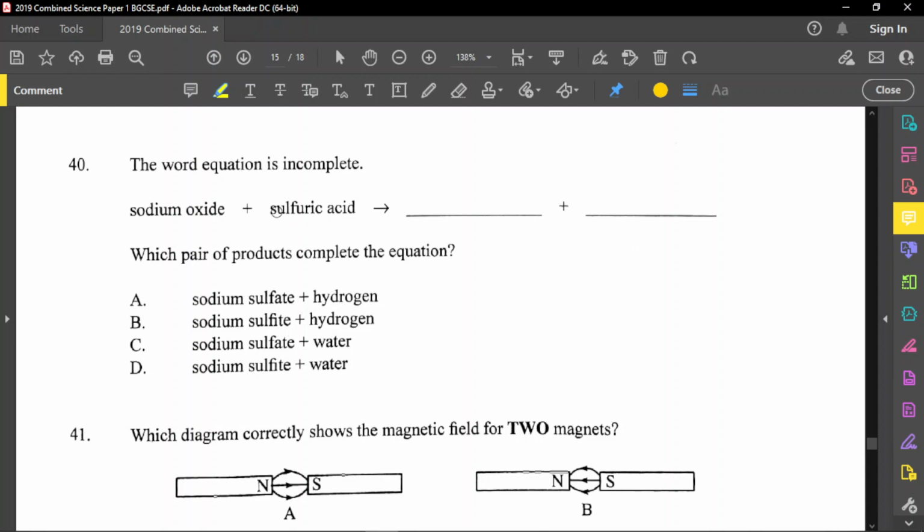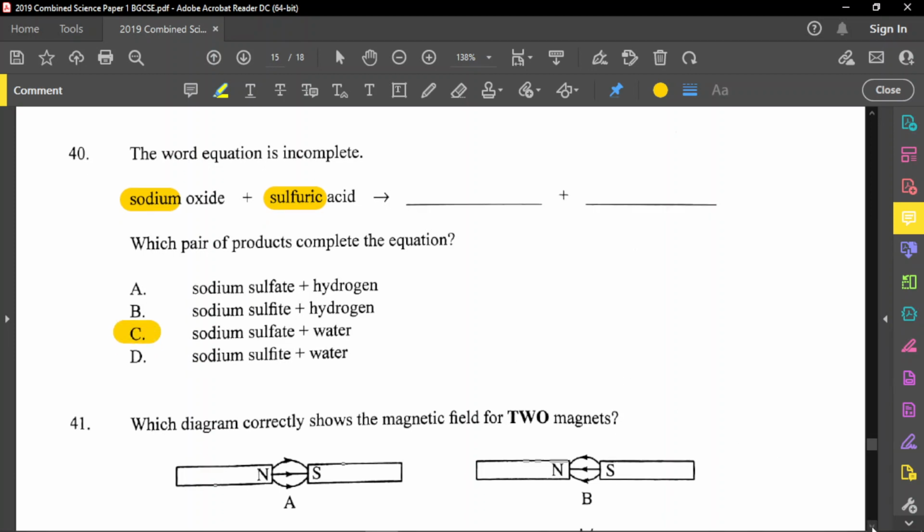The salt that you're going to get here, because of sulfuric, think about the name, sulfuric gives sulfate, and then sodium. So the sodium will react with the sulfate to give you sodium sulfate, and the oxygen will react with the hydrogen from the acid to form water. All right, so you get the sodium sulfate and water. So C is our option.